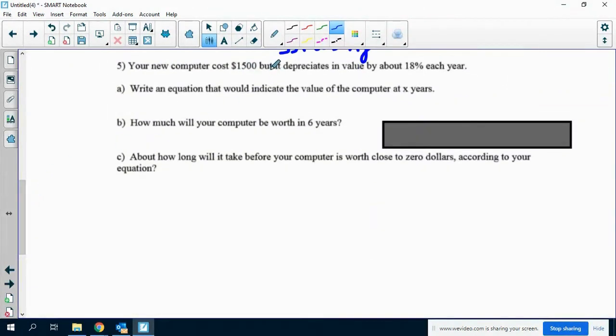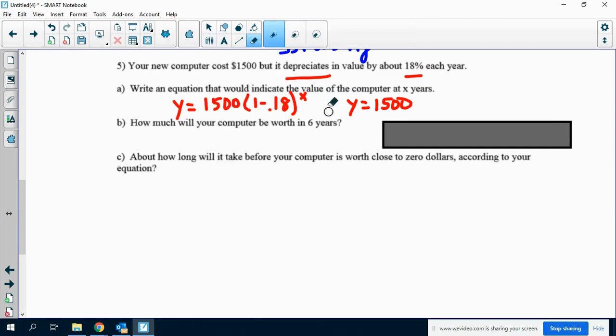Your new computer costs $1,500, but it depreciates in value by about 18% each year. So that means I will have the amount left, which is Y, is equal to the initial amount, 1,500, times 1 minus 0.18 to the X, because my rate is 18% and it's depreciating. So that means my B in total is going to be less than 1. So I can rewrite this as Y equals 1,500 times 0.82 to the X.